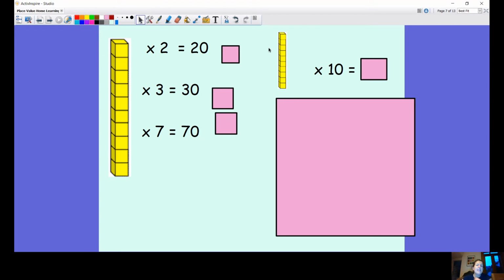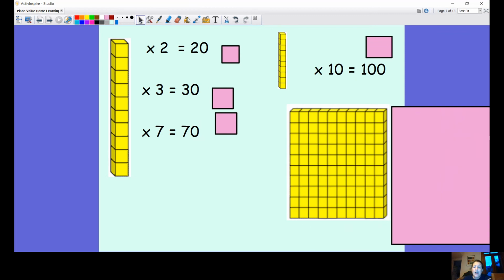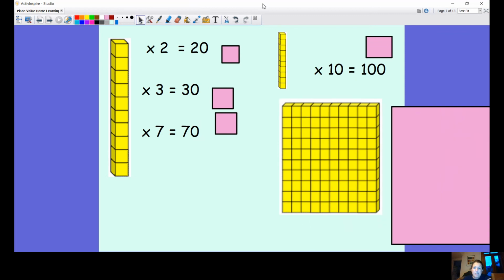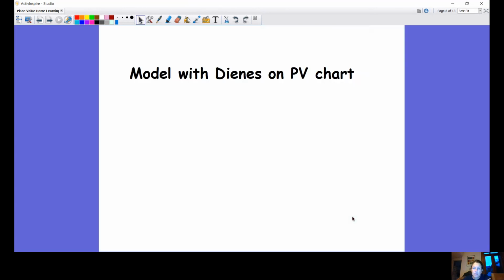So what happens when I have 10 of my sticks? I knew when I had 10 of my one blocks, it formed a 10. But what is 10 times 10? What is 10 groups of 10? 10 groups of 10 is equal to 100. And we don't just have hundreds and hundreds of these sticks lying around. No, we use something called a hundreds block, which is made up of 10 sticks of these, or 10 little ones of those blocks.